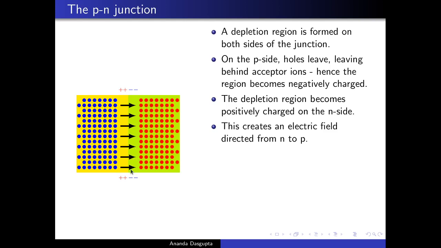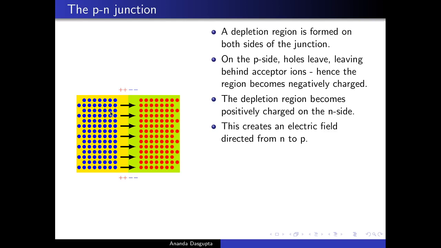And this electric field is now trying to prevent holes from crossing over from this side to that side. Also, electrons from crossing over from this side to that side. Holes being positively charged feel a force in this direction towards the right. Electrons being negatively charged feel a force in this direction to the left, away from the junction in both cases.